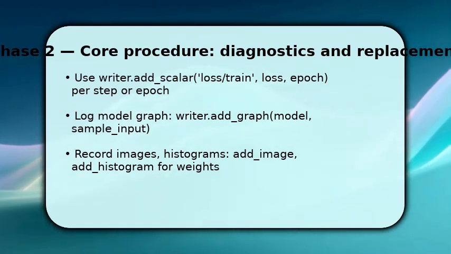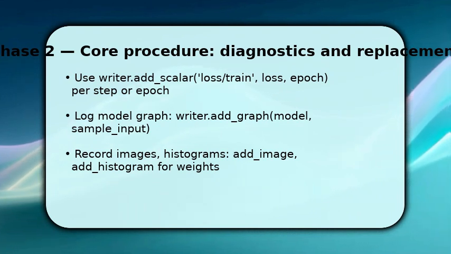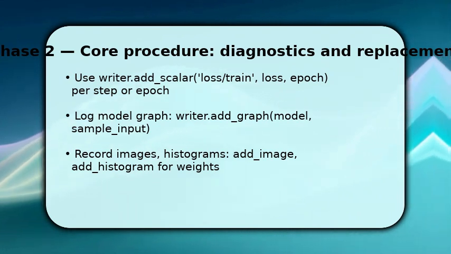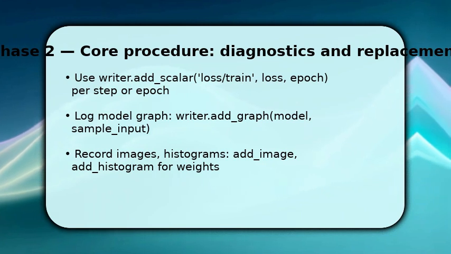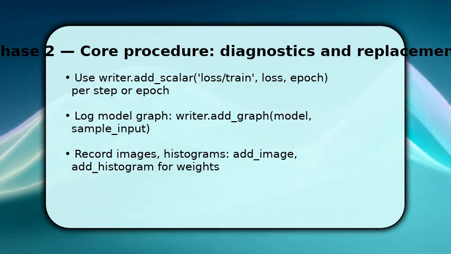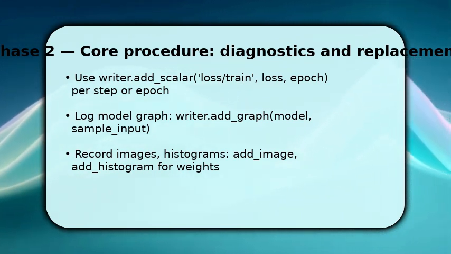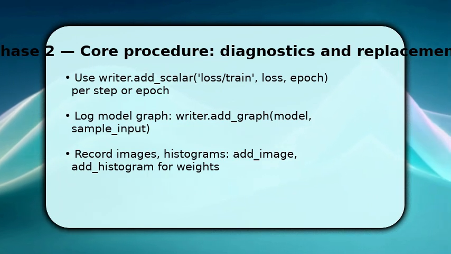During each step or epoch, call writer.add_scalar for loss and metrics so you can inspect trends. This records values with a step index. To visualize the network, use writer.add_graph with a sample input tensor. That lets you see layer structure.